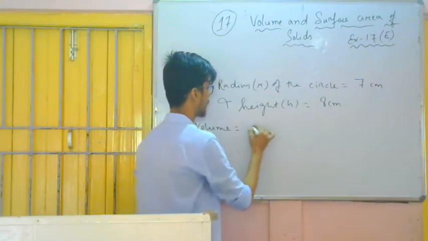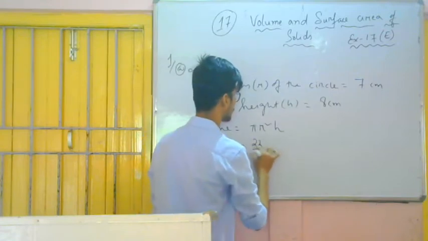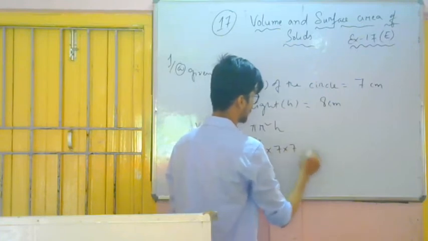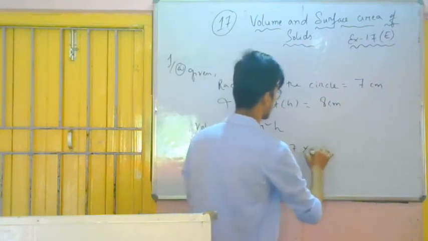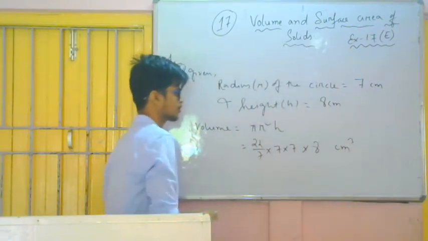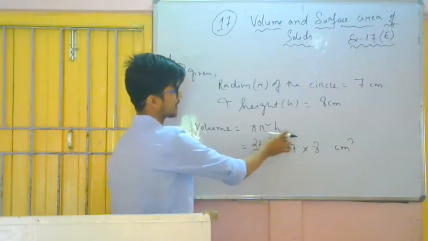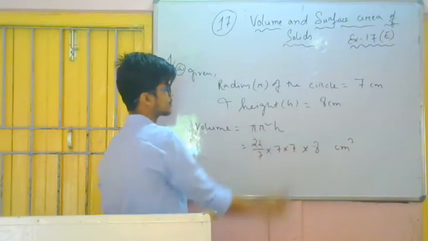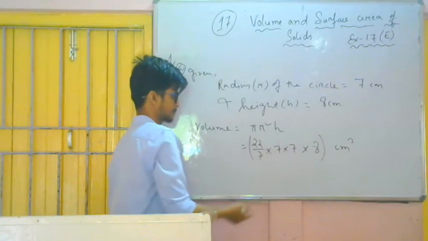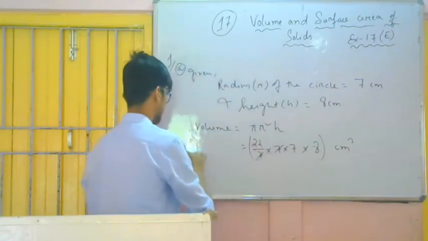volume equals pi r square h. Pi is 22 by 7, r is 7 squared, so let me write it like this, 7 into 7, and height is 8. The unit will be centimeter cube: centimeter into centimeter is centimeter square, and again another centimeter, so cm square into cm is cm cube. In case of volume we take the cubic unit. So 7 and 7 cancel, and let me multiply this one.